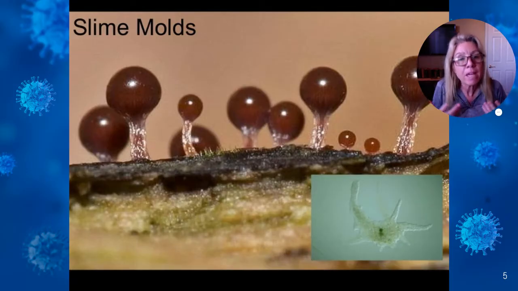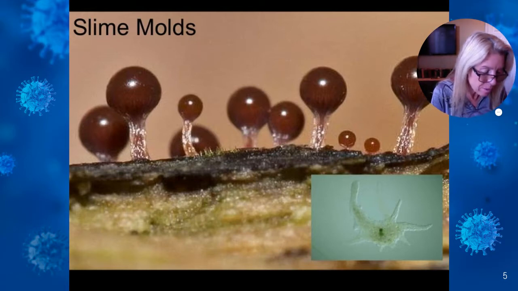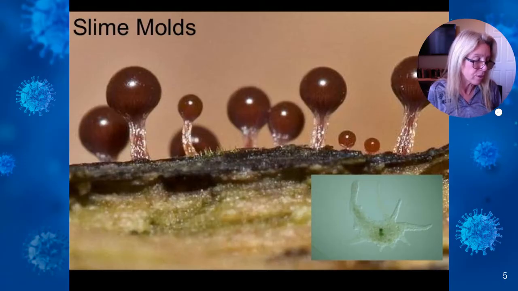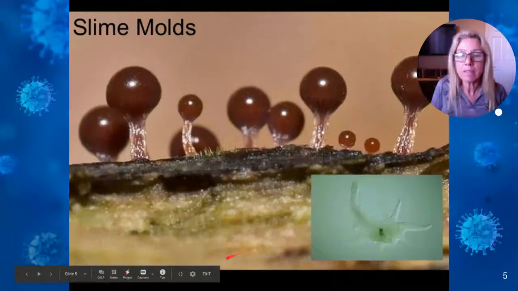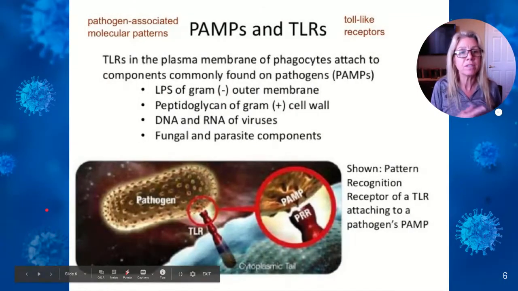So this is maybe the early evolution of our innate immune response. They sacrifice themselves, precursors to our neutrophils and macrophages. And then moving on, we will upgrade here to fruit flies. And there are things called PAMPs and TLRs.